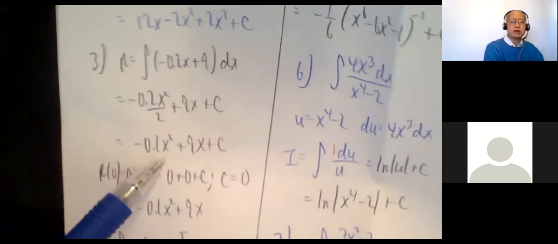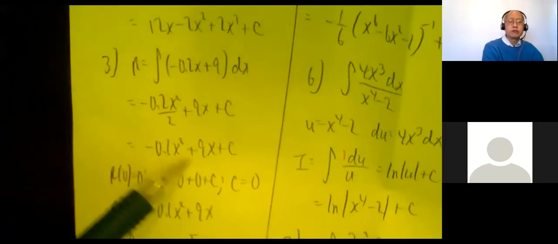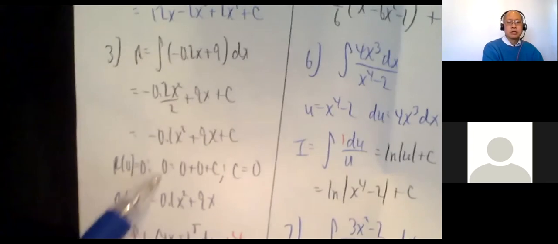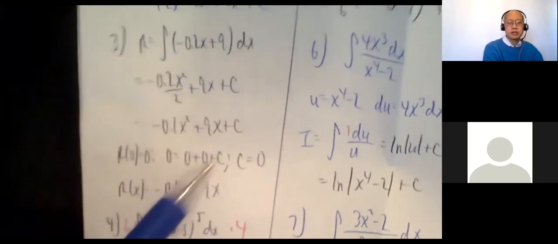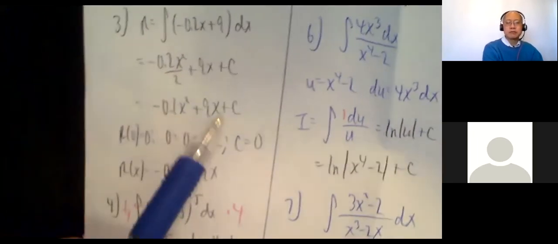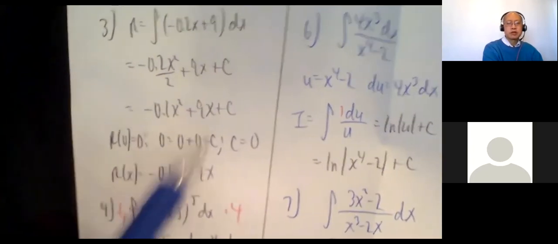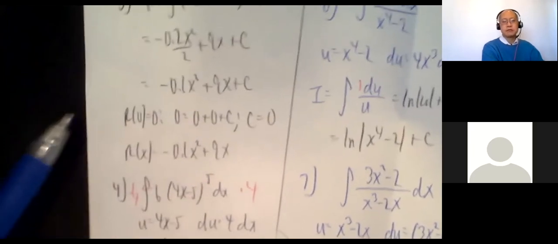So many of you stopped here. But remember, this is a revenue function. So if you sell no units, your revenue is 0. So if I plug in 0, I should have a revenue of 0. I'm not going to make money if I sell 0. So 0 equals, plug in 0 here, that's 0, plug in 0 here, that's 0 plus c, which means c is 0. So for this one type of problem, drop the c. So the revenue function is just negative 0.1x squared plus 9x. No c needed this time, because when you plug in 0, you get 0.